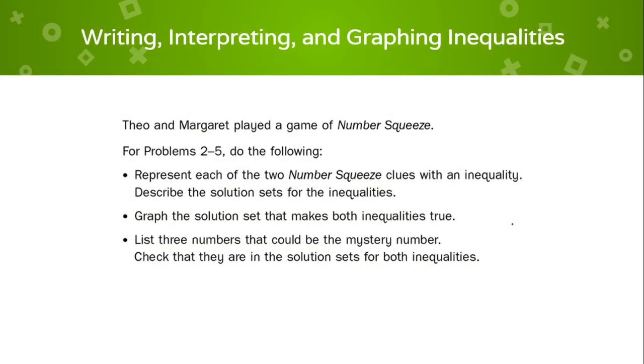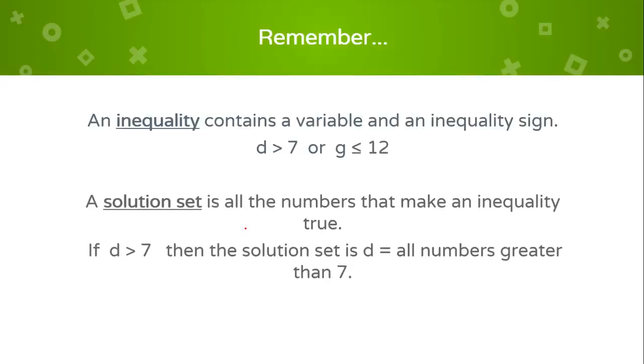All right. So they're going to play a game of number squeeze. And for problems 2 to 5, we're going to do the following. We're going to represent each clue for number squeeze with an inequality. We're going to describe the solution set for the inequality. And then we're going to graph the solution set that makes both inequalities true and list 3 numbers that could be the mystery number. All right, let's take a look at the first one.